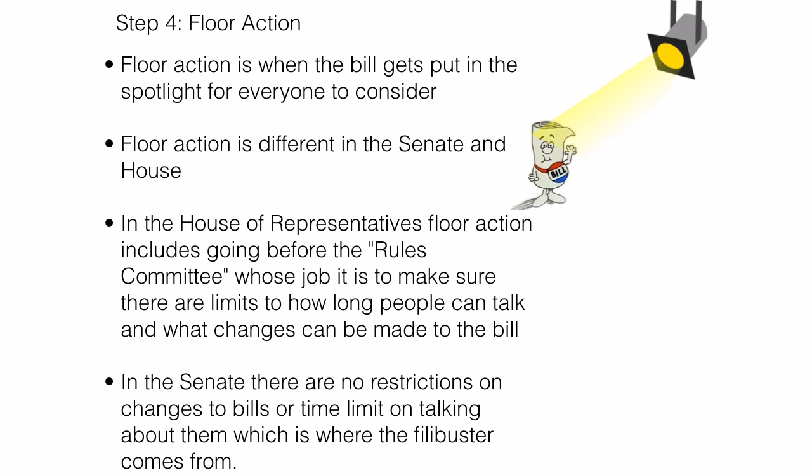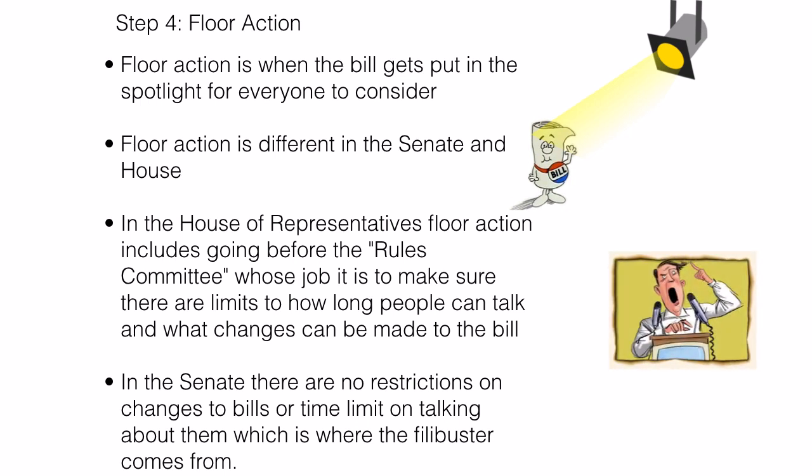In the Senate, with only 100 members, there are no restrictions on changes to the bills or time limit on talking about them, which is where the filibuster comes from. The filibuster is when a senator can actually talk forever. And the only thing that would stop them would be to get 60 members out of 100 instead of 50 to vote to have him stop talking.